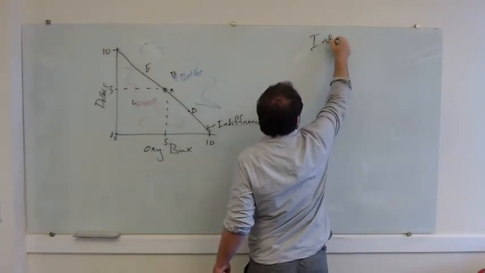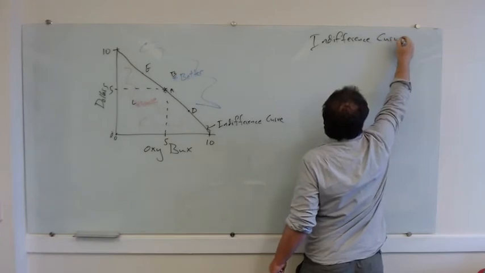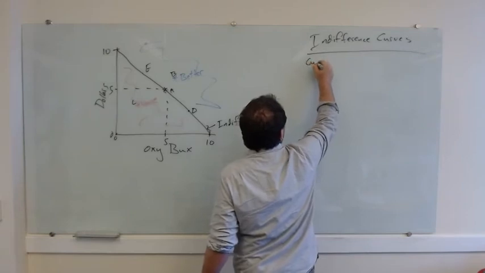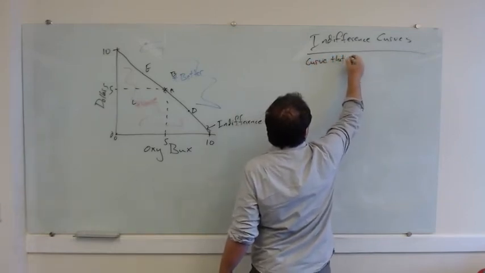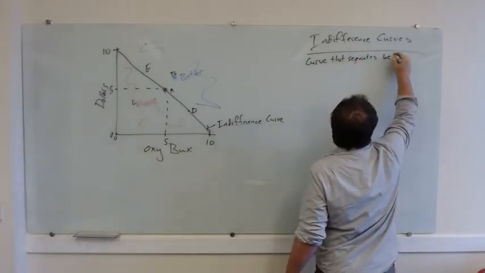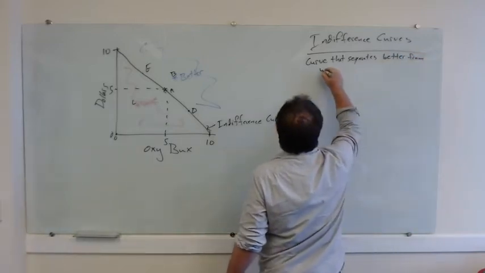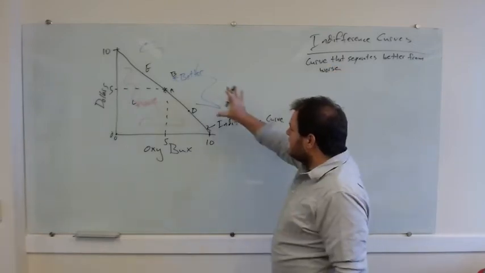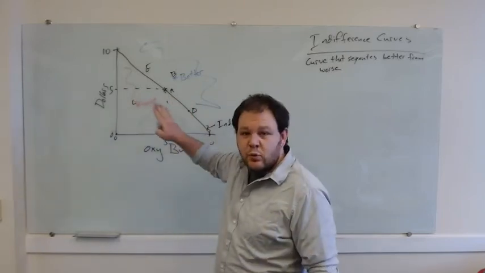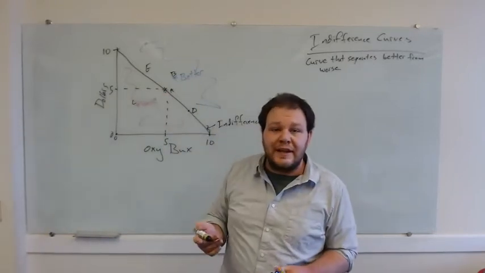What's an indifference curve? It's a line or a curve that separates better from worse. Everything above the indifference curve is better than everything on the curve. Everything below the indifference curve is worse than what's on the curve. Everything on the indifference curve is just as good as everything else on the indifference curve.